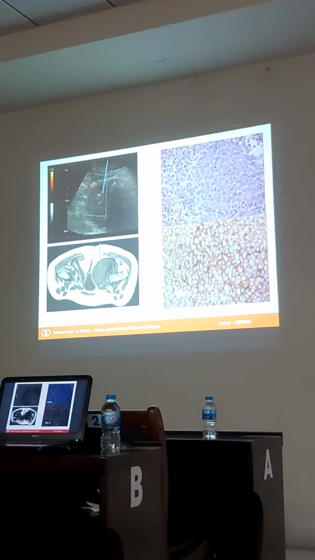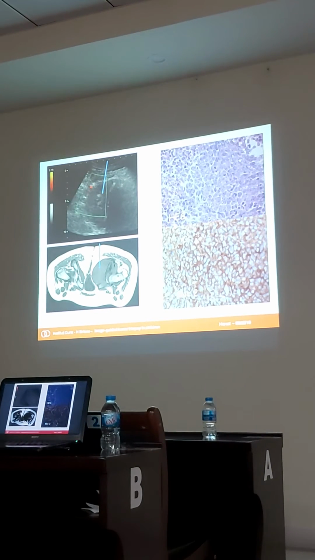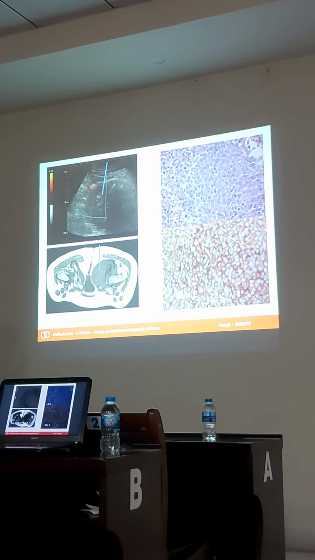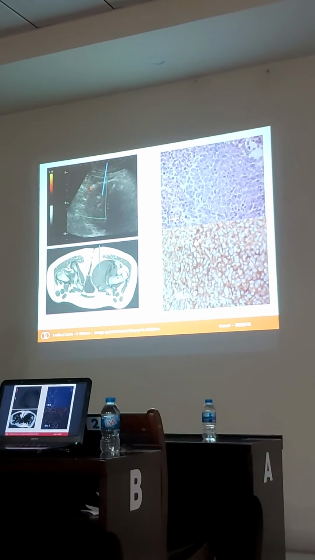Okay. This is a typical small blue cell sarcoma with a classical coloration. And this is immunohistochemistry with MIC2, and it is a very typical pattern of Ewing sarcoma.